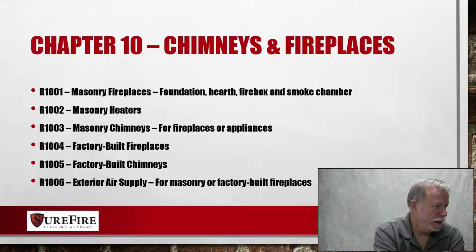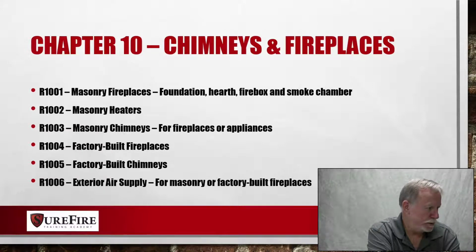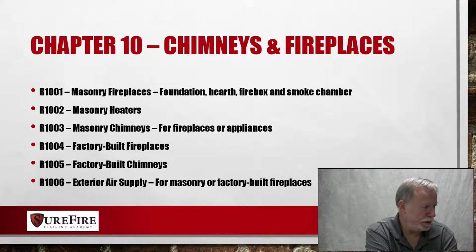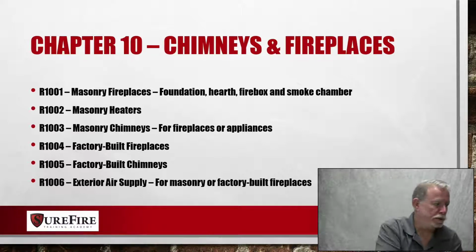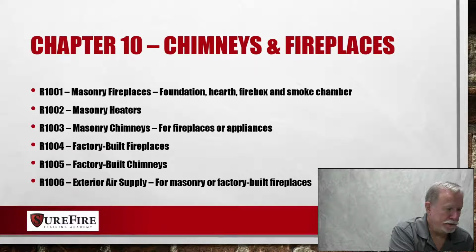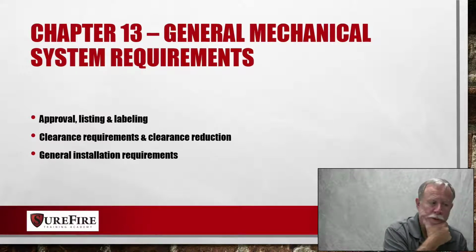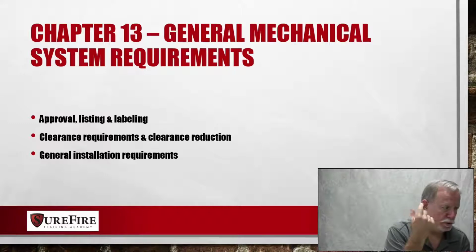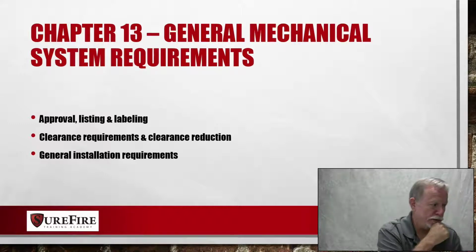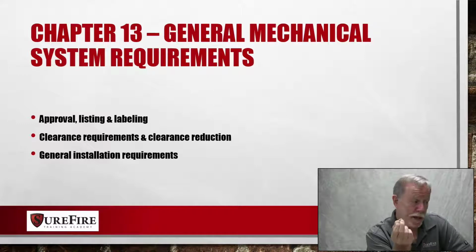Okay. Chapter 10 includes 6 major sections: masonry fireplaces, masonry heaters, masonry chimneys, factory-built fireplaces, factory-built chimneys, and exterior air supply. And then Chapter 13 are the general mechanical requirements, things like approval, listing, and labeling of appliances, clearance requirements and clearance reduction systems, and general installation requirements.